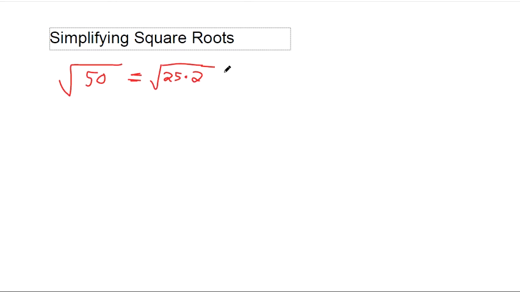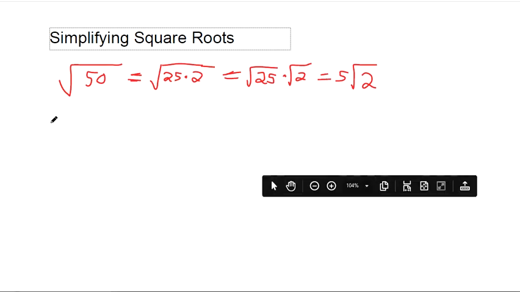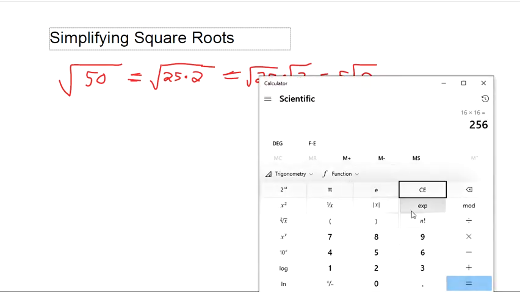And the whole reason I did that is because now, using the properties of exponents, that's the square root of 25 times the square root of 2. The square root of 25 is just 5, and the square root of 2, who the heck knows, but this is a simplified square root. Okay, let me think of another one here.